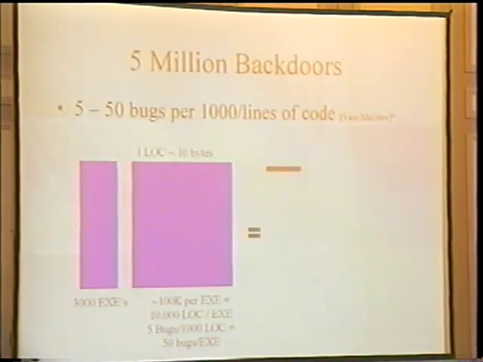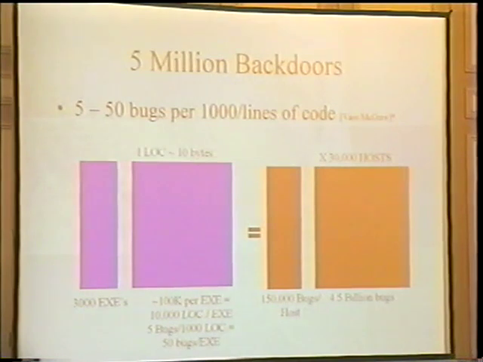Okay. Now we're going to extrapolate that to a 30,000 node network. We have 150,000 bugs per host, times 30,000 hosts, 4.5 billion bugs.